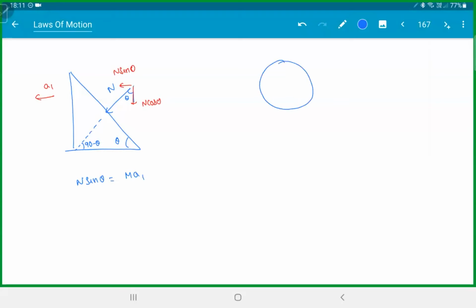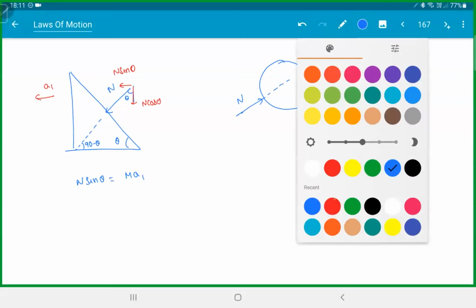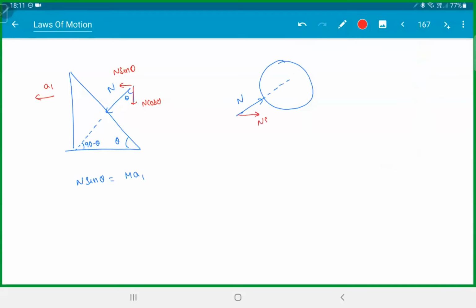Now for the sphere, same thing. If you look at the components, this guy would be N sin theta, and this would be N cos theta. Your own weight mg, N wall, and acceleration a2. mg minus N cos theta is ma2.